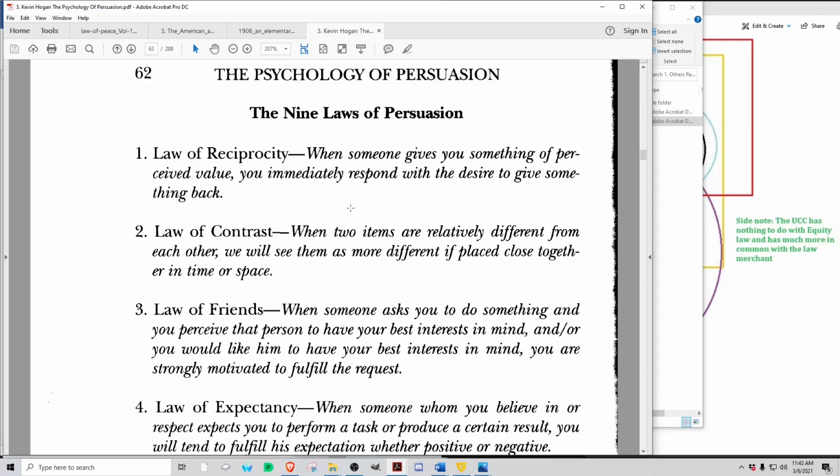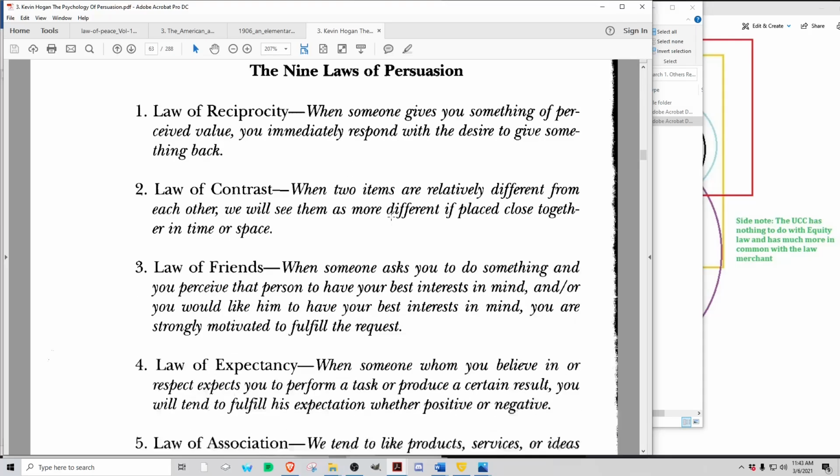Law of contrast. When two items are relatively different from each other, we will see them as more different if placed close together in time or space. This is how attorneys get everybody to do plea deals. Well, if you just do this plea deal, we'll only give you 4 months. But if you don't do it, you could go to trial and it might be 10 years of your life. Right? That sounds drastic when put that close together, right? So what are they doing? They're using the law of contrast against you.